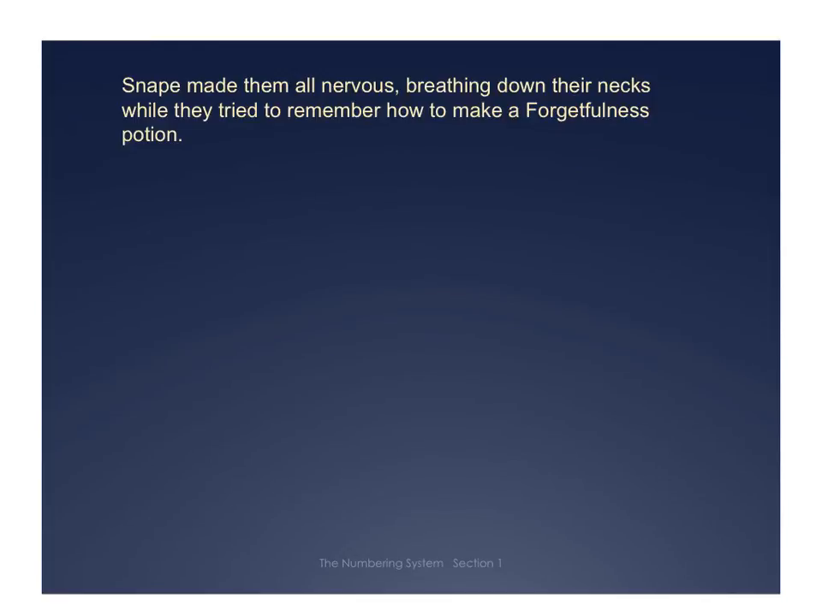It's pretty easy to see that this sentence has two parts to it, and they're separated by this comma right here. And the first part, Snape made them all nervous, well, that could have been a sentence by itself. So let's see how the numbering system starts to work. We just put a number 1 in front of it. We'll keep the comma down at the end, and there you have it.